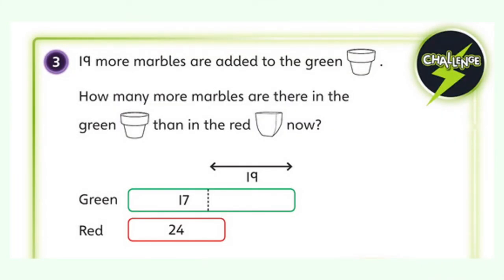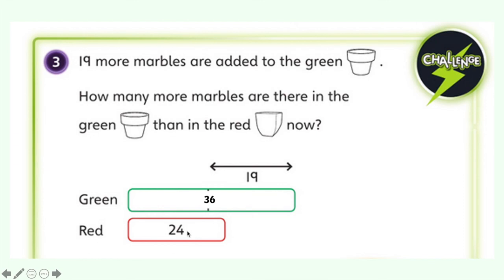Right, let's have a think about how we can work this out then. So the first thing we need to do is work out how many green marbles we've got all together. And we need to do that by adding 17 and 19. And altogether that makes 36. And we can see here that that makes sense, doesn't it? Because we've got more than we've got in the red. 36 is more than 24.